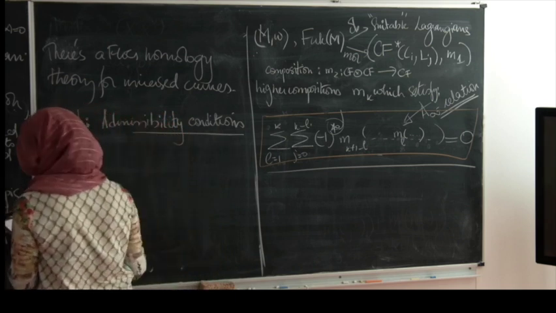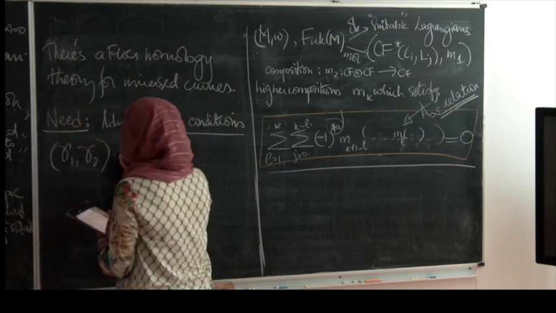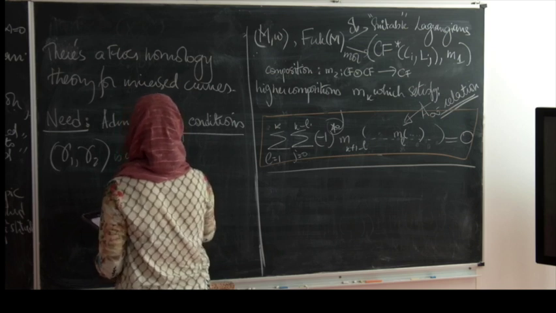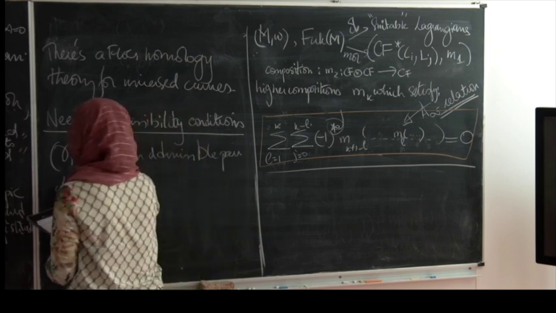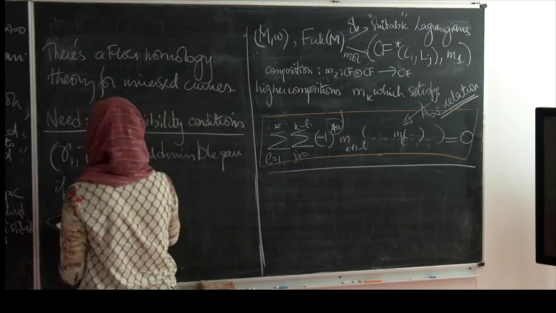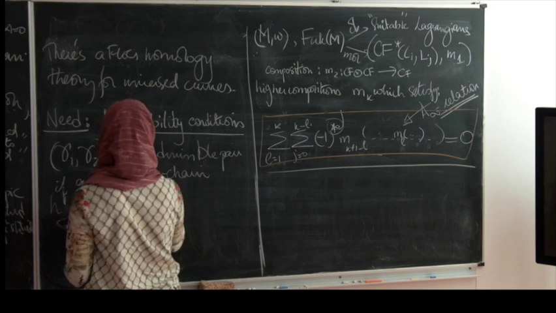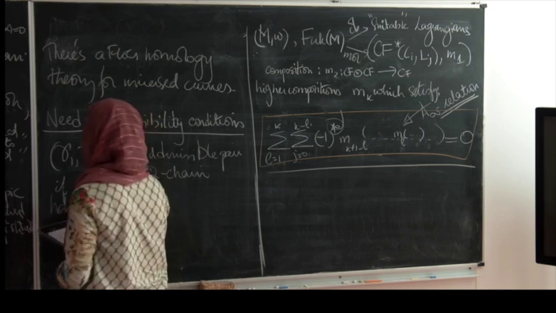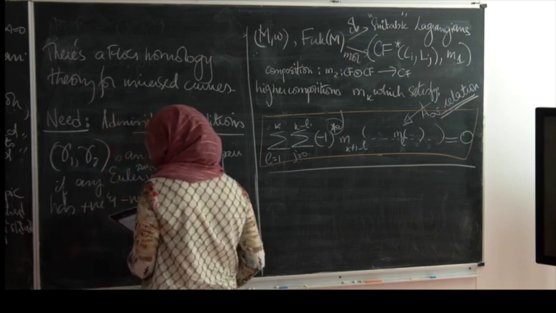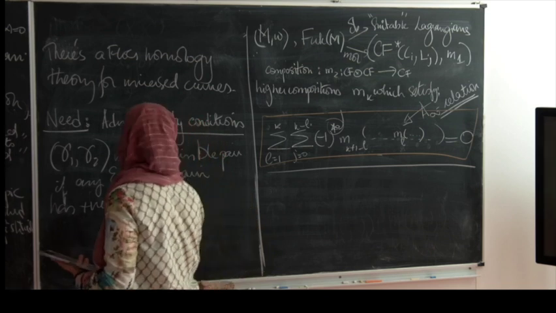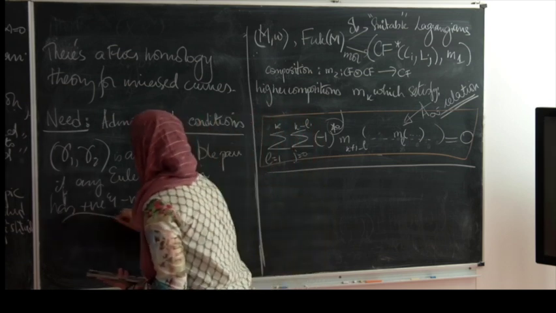So the condition is the following. Gamma 1, gamma 2, these two curves, form an admissible pair if any Euler measure 0 2-chain has positive and negative coefficients. Okay, so this is just a fancy way of saying the following thing.